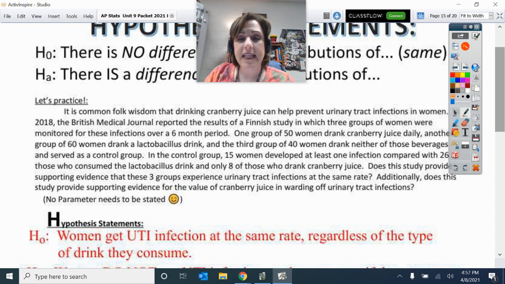Okay. And then the third group of women, 40 women, drank neither of those beverages. So we don't care what you drink, just stay away from these 2 things. Okay, and they served as a control group. All right, now we have the observed results of how many got urinary tract infections. 15 in the control group had at least 1 infection, 26 in the lactobacillus group, and 8 in the cranberry juice group. All right. Does this study provide supporting evidence that these 3 groups experience urinary tract infections at the same rate?